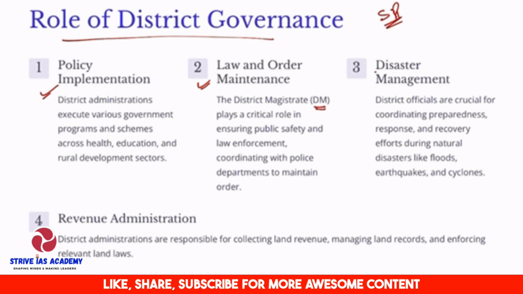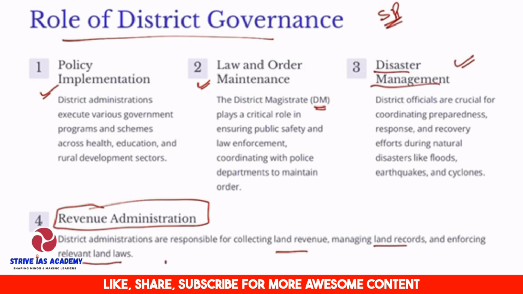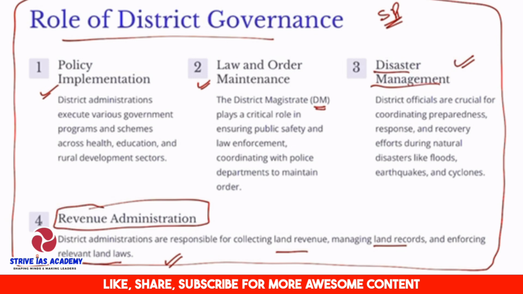Okay, now there is also a disaster management scenario. If there is a disaster, then the role of district governance becomes important. Also, revenue collection. Revenues are collected from taxes, and there may be different types of revenues, like land revenue. Land records management and enforcing the relevant land laws. So in every sense, the administration of districts becomes important. These are the very important scenarios for which district administration is important.